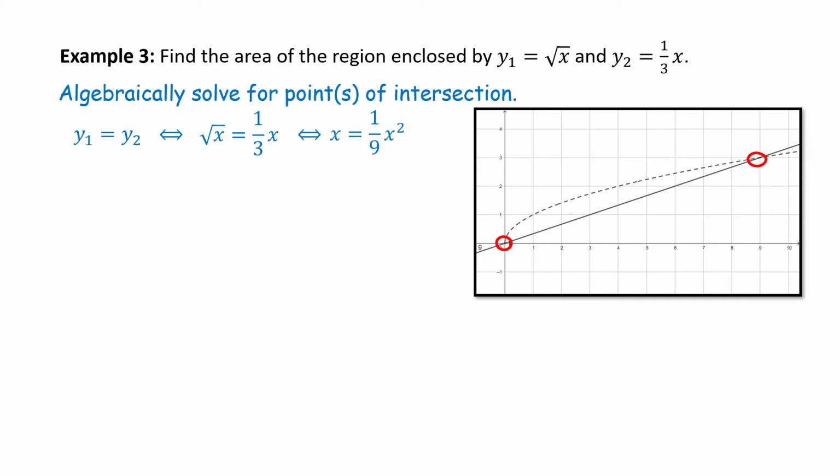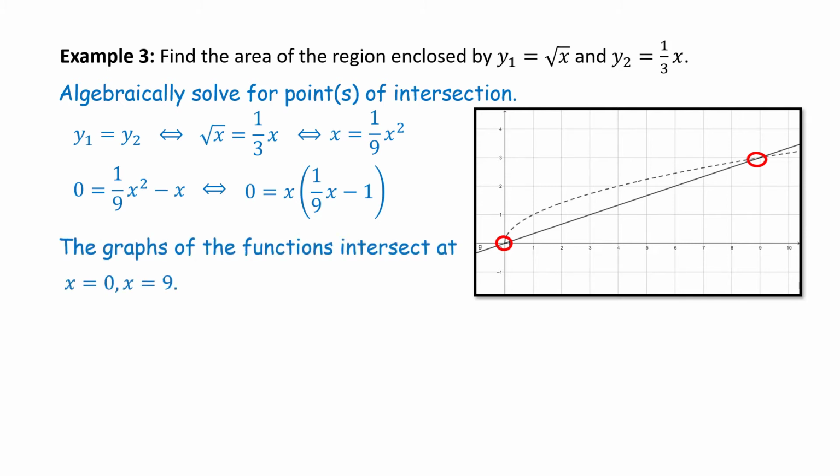We can subtract x from both sides and get 0 equals 1/9 x squared minus x. We have a common factor of x. So 0 equals x times the quantity 1/9 x minus 1. Algebraically, we have shown that the graphs of the functions intersect at x equals 0 and x equals 9, which corresponds to our sketch.